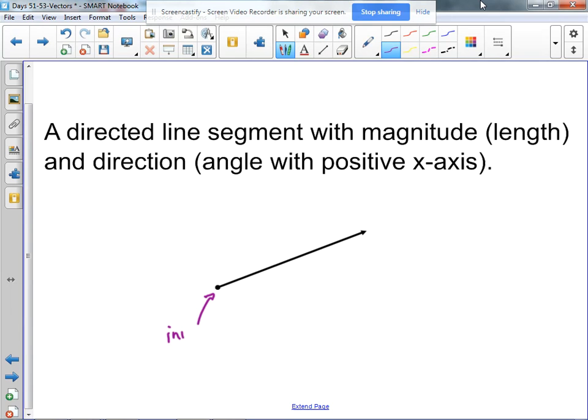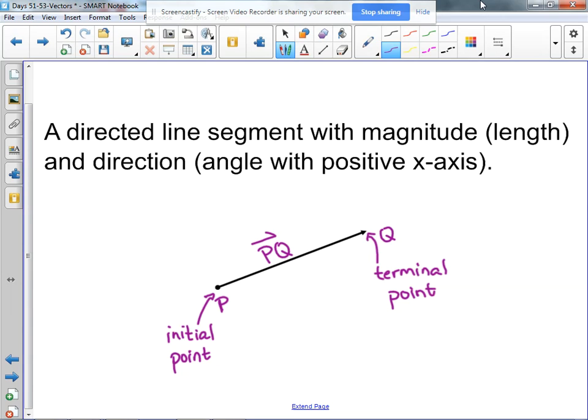This would be the initial point. And this is the terminal point. So if we call our initial point P and our terminal point Q, then our vector here is named PQ, and it has a symbol over the top of it. It's not a full arrow. It only has one side of the arrow on the end there, but that is your vector notation.